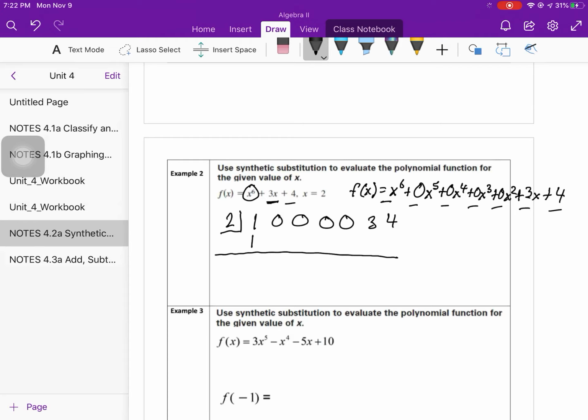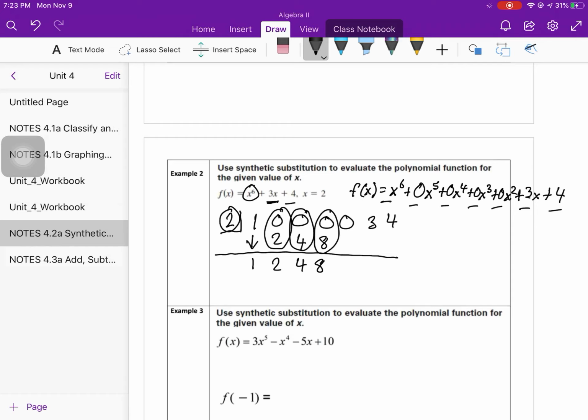So again, bring down the first number, you get 1, and then we multiply everything that's beneath the line with our number that we're evaluating. So 2 times 1 is 2. Then we add these numbers, we get 2. 2 times 2 is 4. We add these numbers. 2 times 4 is 8. We add those. We get 8, because 0 plus 8 is 8.